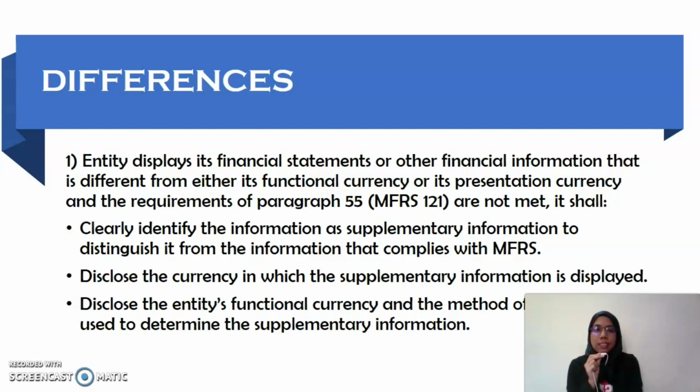So if an entity displays its financial statements in a currency different from its presentation currency, and the requirements of paragraph 55 are not met, it shall clearly identify the information as supplementary information to distinguish it from the information that complies with MFRS. Disclose the currency in which the supplementary information is displayed, and disclose the entity's functional currency and the method of translation used to determine the supplementary information.